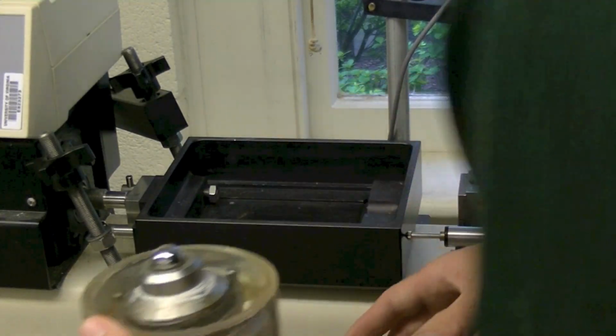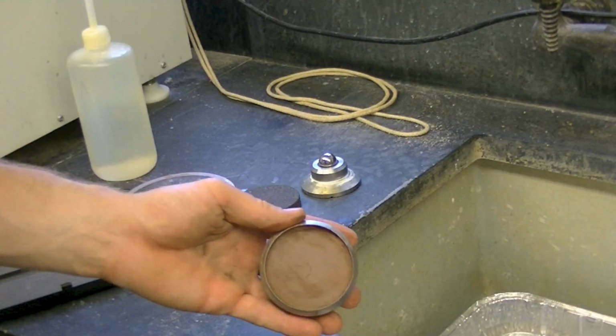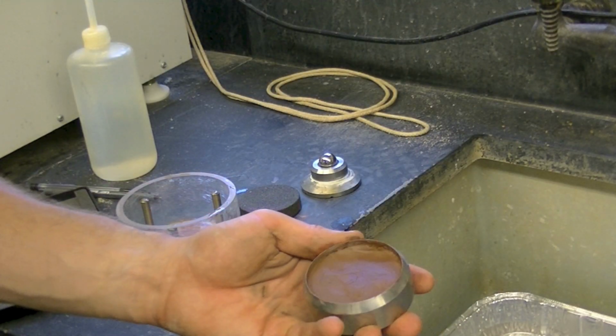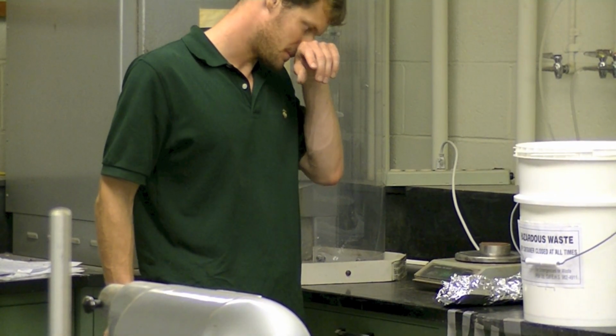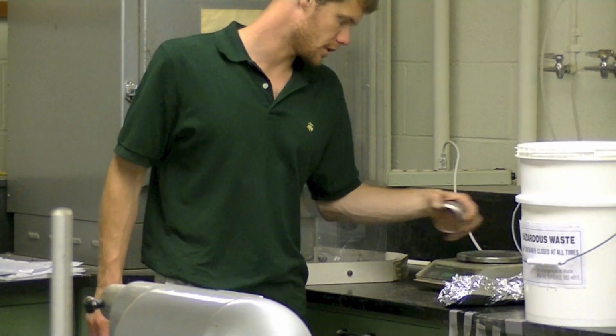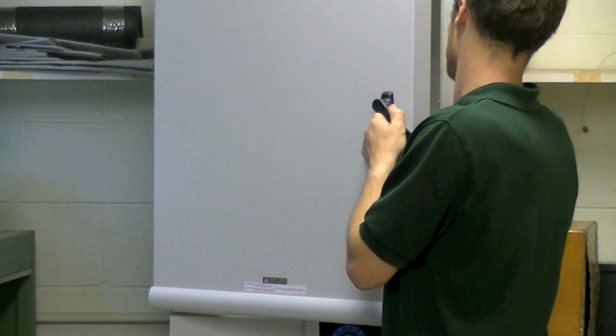Once the test is finished, remove the sample and ring from the cup. Dry the surface of the sample and weigh the sample and the ring. Dry the sample in the oven at 110 degrees Celsius overnight.